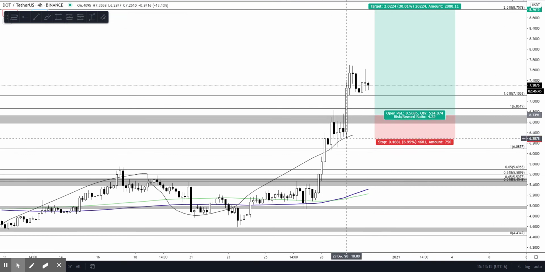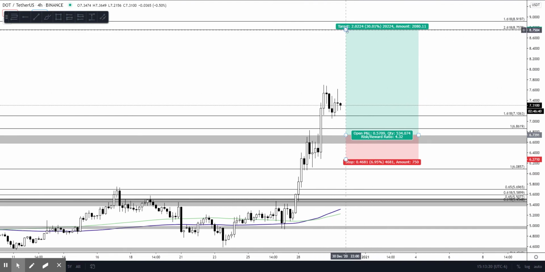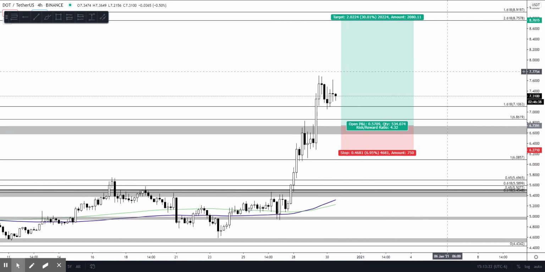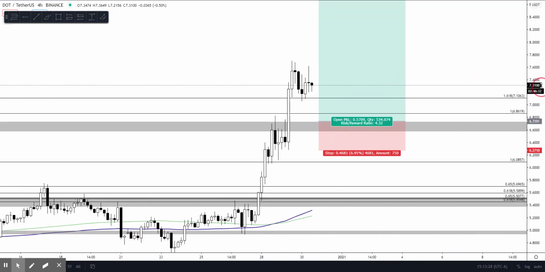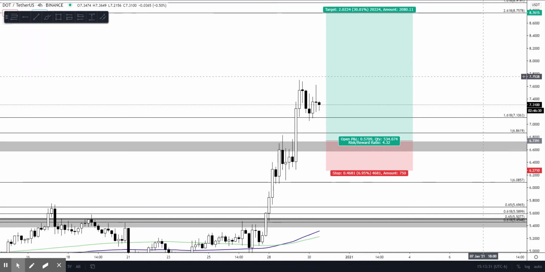Okay, I would just put my stop below the previous wick, below the previous low, and look to target that 2.618 fib. All right, currently we're breaking out above the 1.618. Now remember, these do not hold as support and resistance.